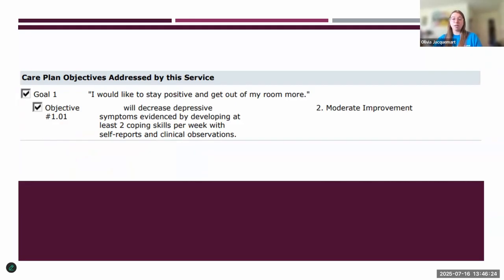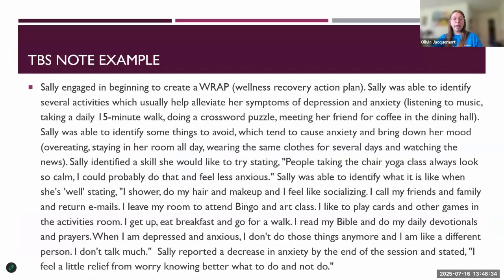Here's what the top of the progress note looks like. So here we can see that the goal and objective are selected with an option on how the client is doing with that goal and objective. And here we have the TBS note example. So this is the client response to the session and how it relates back to the client's treatment plan.